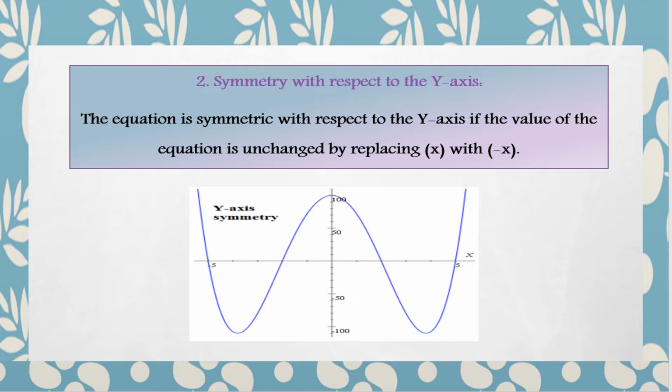The second test is to test the symmetry with respect to the y-axis. The equation is symmetric with respect to the y-axis if the value of the equation is unchanged by replacing x with negative x. So in the original equation, we replace all x's with negative x. If the equation is unchanged and equivalent to the original one, then this is symmetric with respect to the y-axis, as you see in the following graph. This is the shape of symmetry.